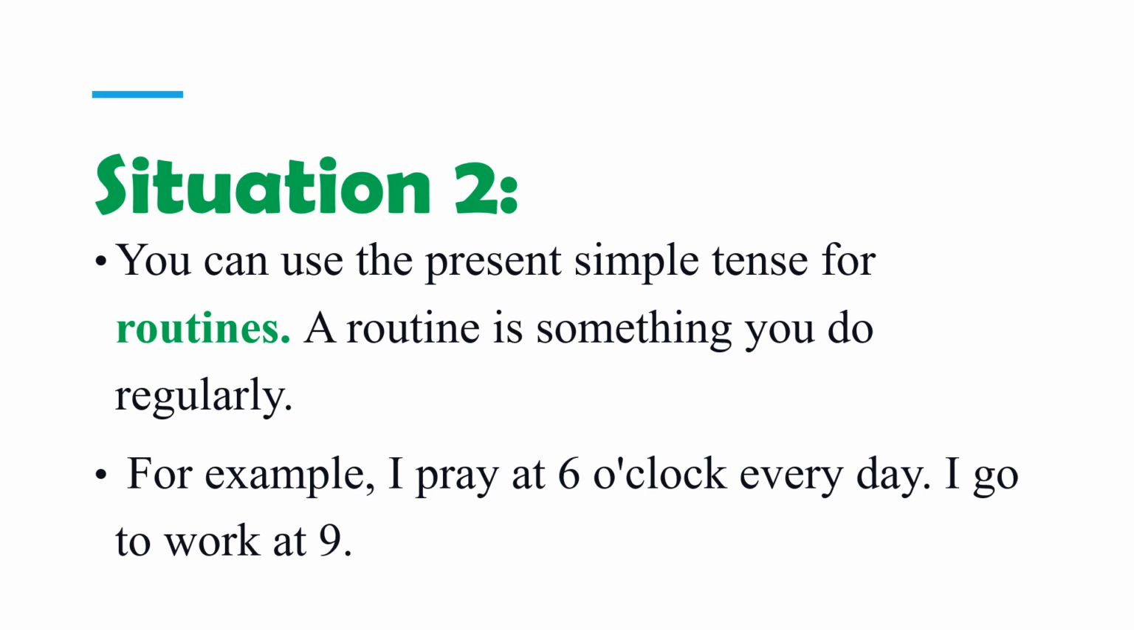You can use the present simple tense for a routine. Now, what's a routine? A routine is something you do regularly. For example, if I say I pray at 6 o'clock every morning, it's my routine. Or I go to work at 9 a.m. every day. That's my routine. Or 5 days a week. That's my routine. So pray and go are the verbs in the present simple tense because they talk about a regular activity or a routine.